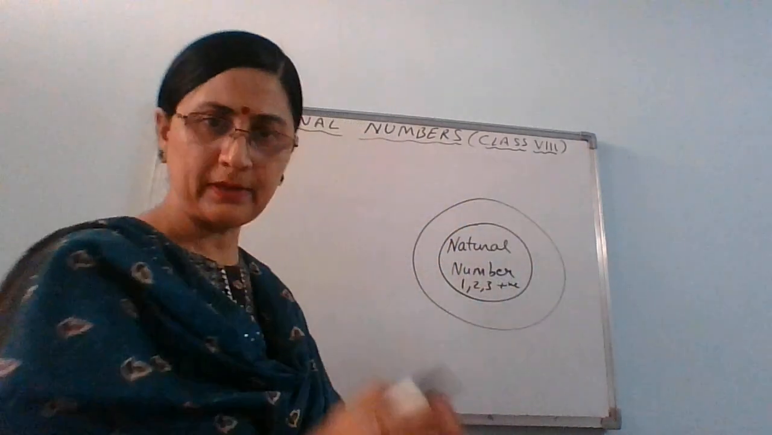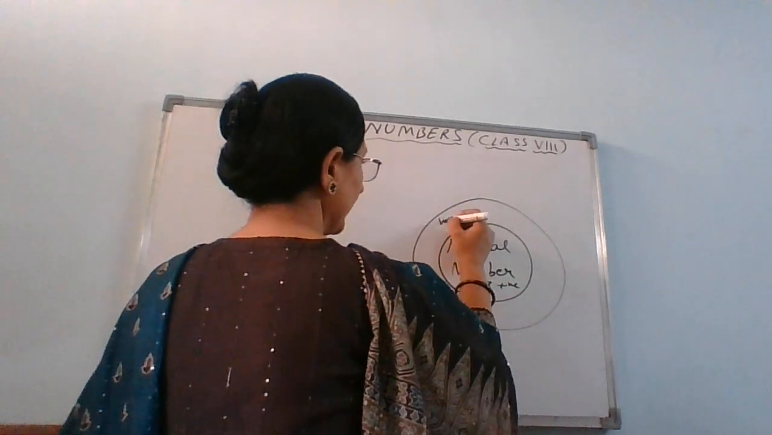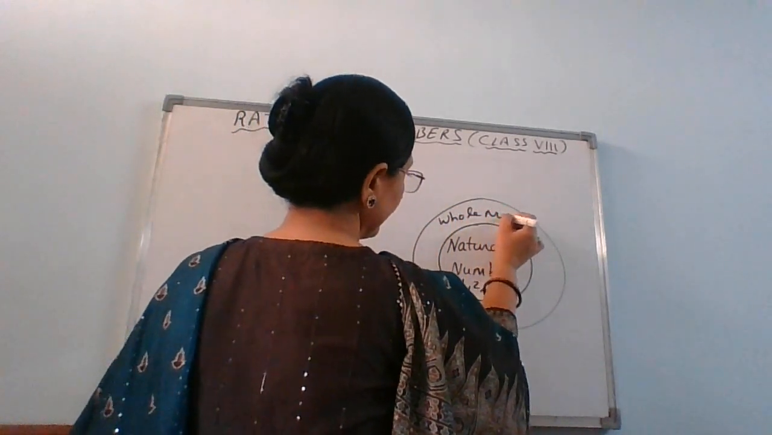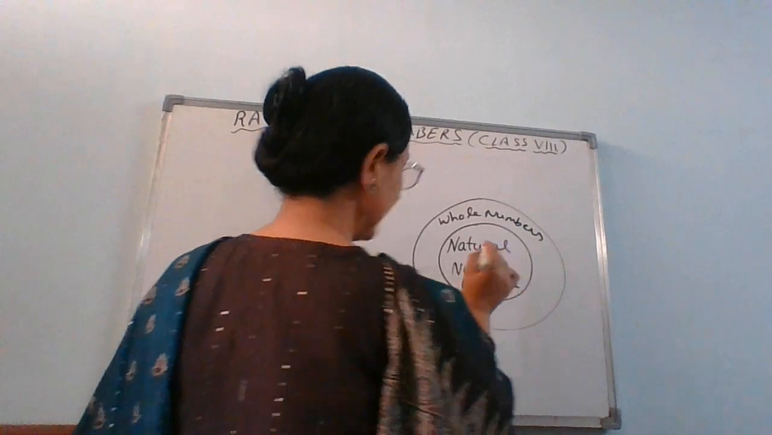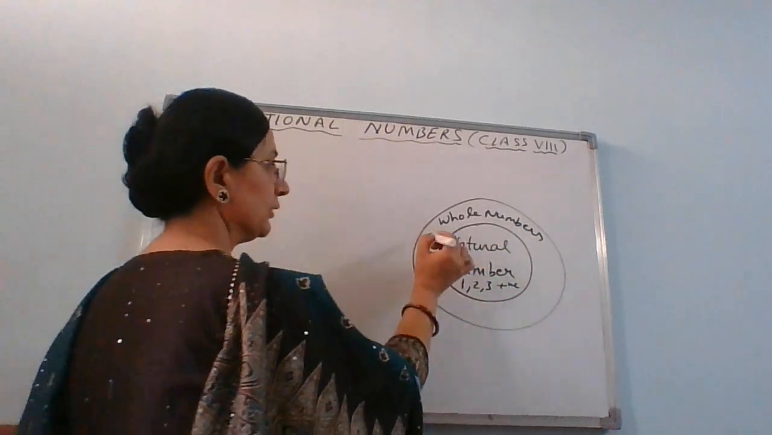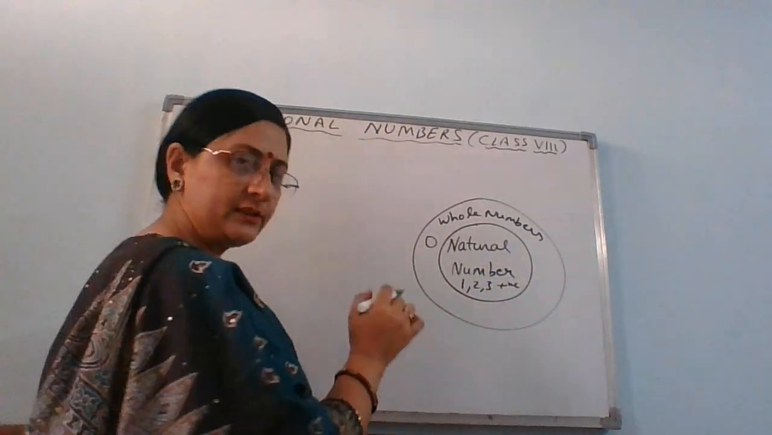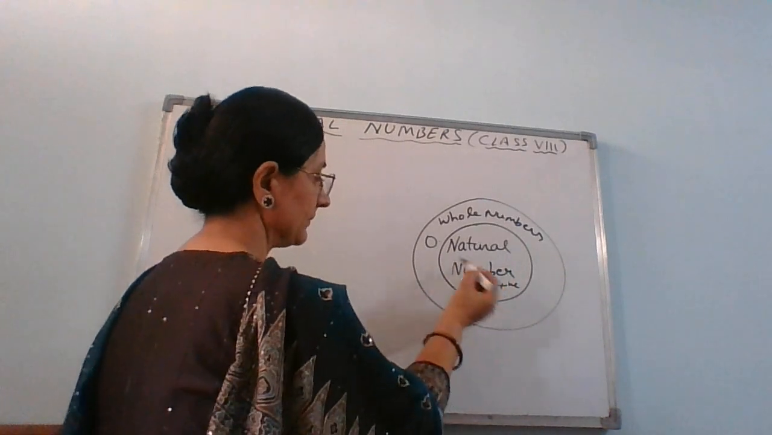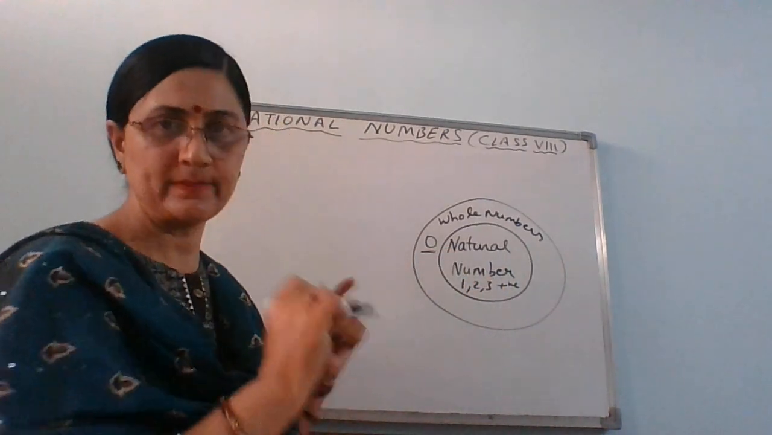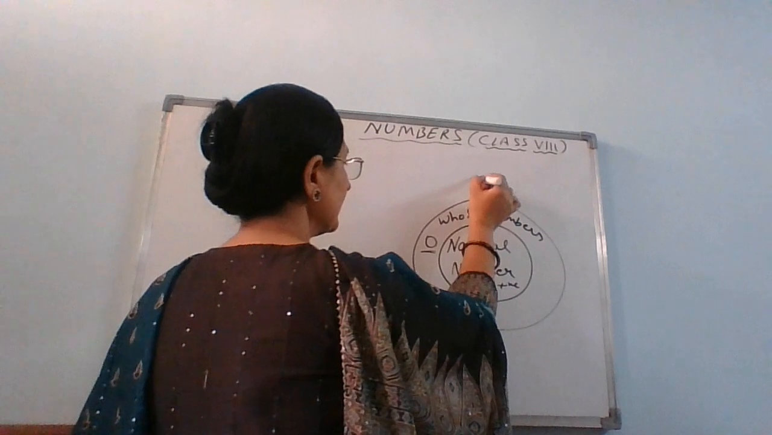This is just a recall. You might be knowing all these numbers. Whole numbers are the natural numbers 1, 2, 3, 4 including 0. It includes all the natural numbers, with zero as an extra. Then come integers.